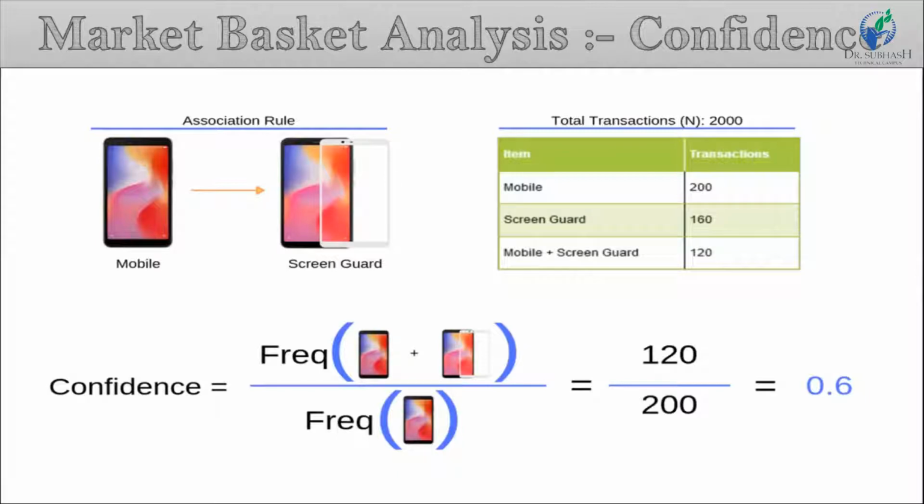So we have found out the answer is 0.6. So we can say that the confidence of mobile phone is 0.6.